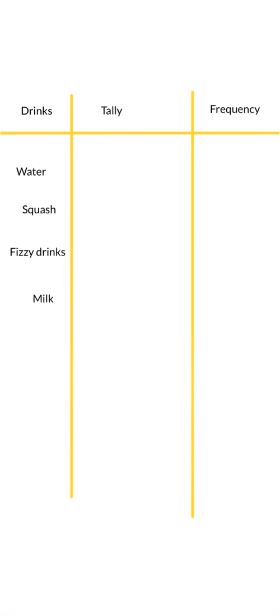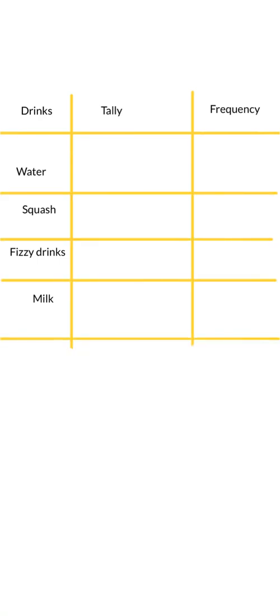Now what we need to do is separate each of the items in our chart so that it's really, really clear which tallies are for which type of drink. So we're going to put in some lines in between each of these drinks. So as you can see, now I've created the sort of table for my tally charts.